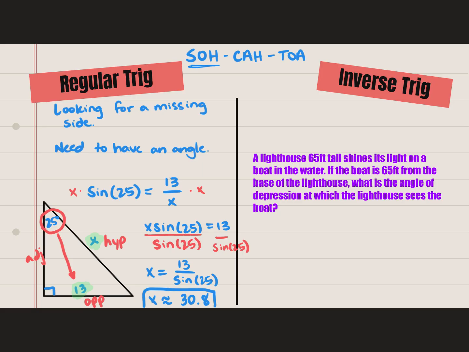We also have inverse trig, and we use inverse trig whenever we're looking for a missing angle. And in order to do that, we're going to need at least two sides.